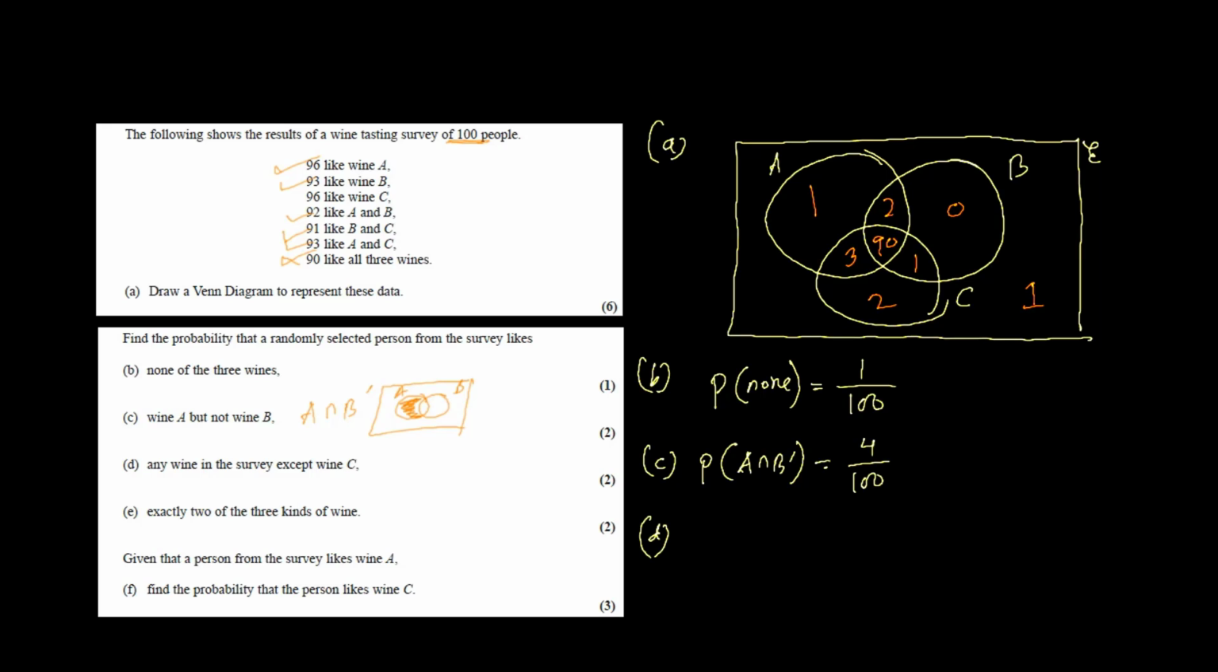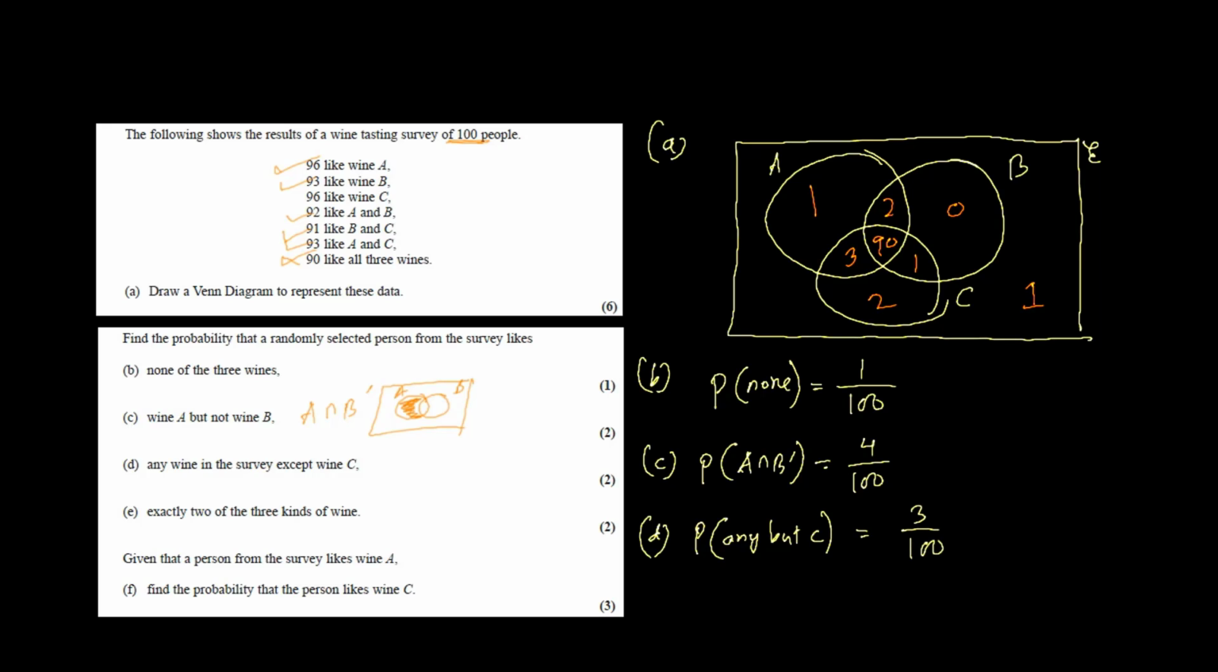Question number D. Any wine in the survey except C. So that means it can be any wine except C. So this is the C region, C set. Any wine except C is going to be 1 plus 2 plus 0, that is 3. So that should be probability of, we need A, we need B, but except C. Let me not use any set notation. Let me write any but C. It would be 3 divided by 100.